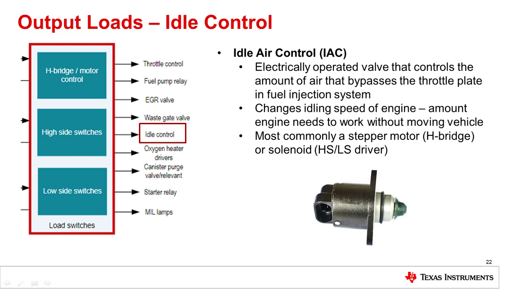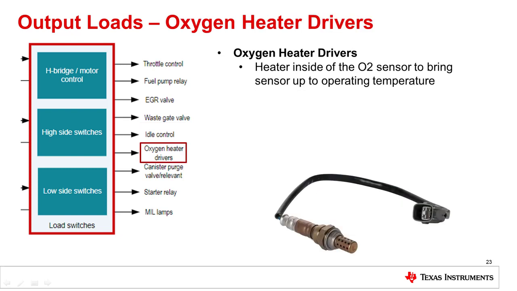An oxygen heater driver is used to drive the heater inside oxygen sensors found before and after the catalytic converter. In order to measure oxygen level of exhausts, the sensors need to be heated to operating temperature in order to get an effective analog voltage reading. The heater is a resistive load that is typically driven with a low side driver.